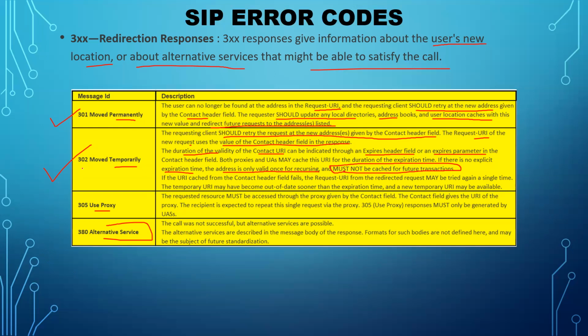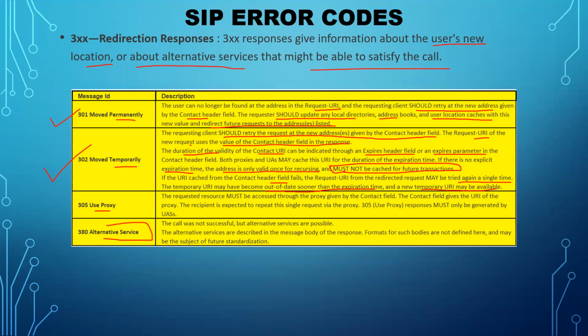Because if there is any future request, it should come to me, because that 302 moved was temporary, right? If the URI cached from the contact header field fails, the request URI from the redirected request may be tried again, but only a single time, one time. And the temporary URI may have become out of date sooner than the expiration time, and a new temporary URI may be available.